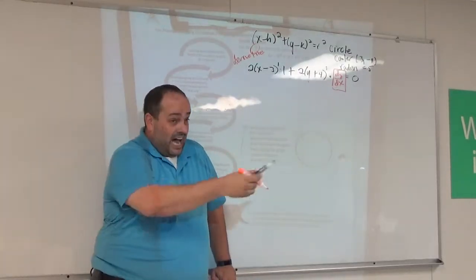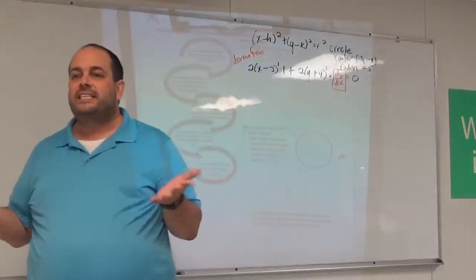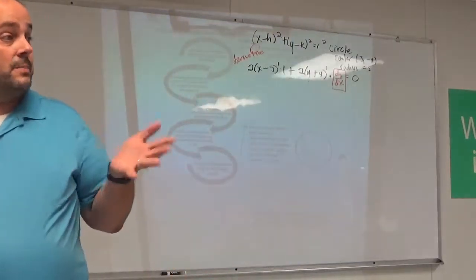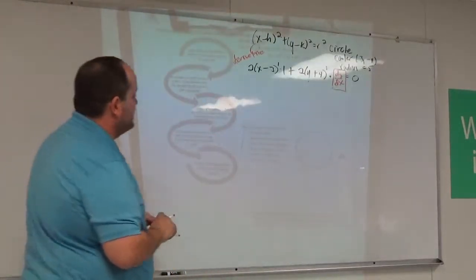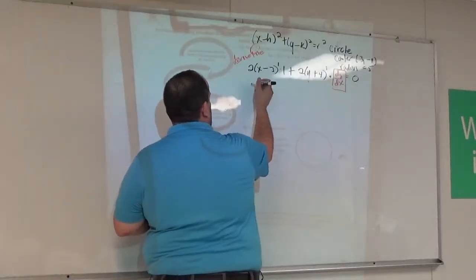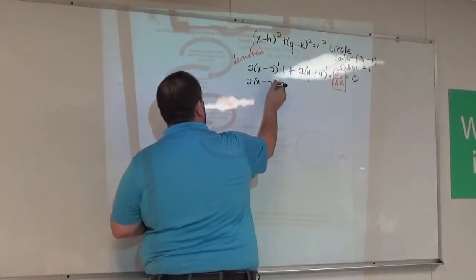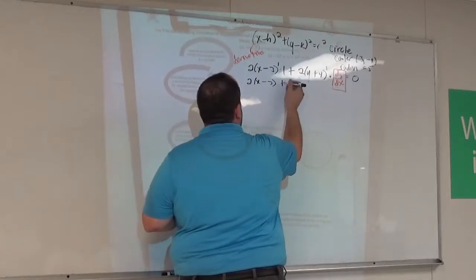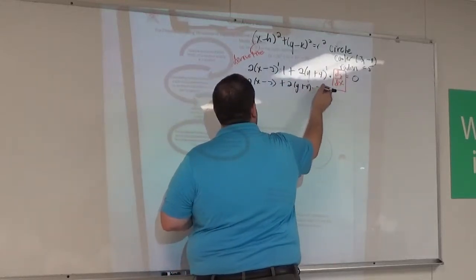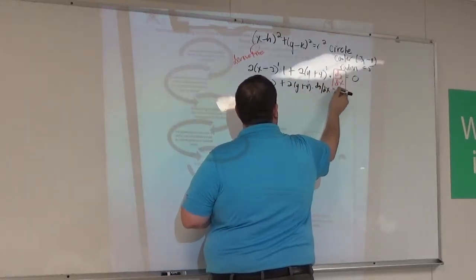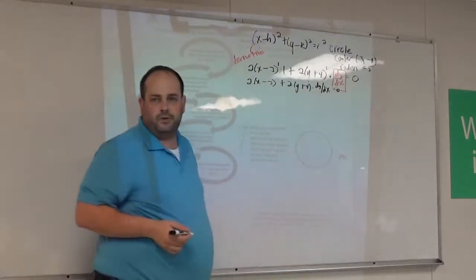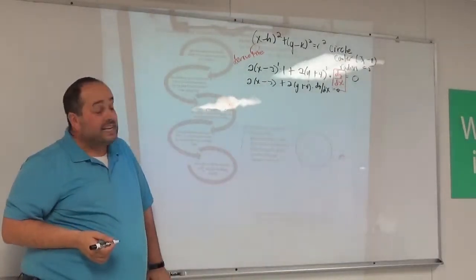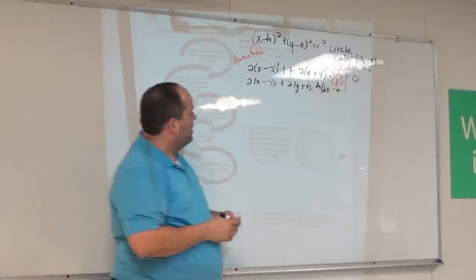What I need, I have the onion. I just need some algebra, some algebra to get dy dx by itself. Maybe you want to clean this up and say, okay, this is 2 times (x minus 3) plus (2 times y plus 4) times dy dx is equal to 0. I want to solve for dy dx.